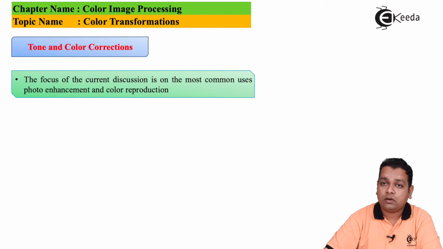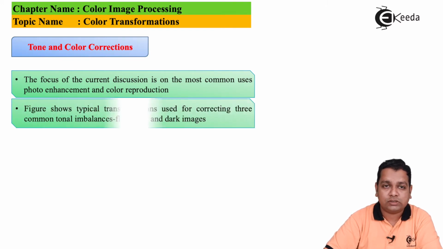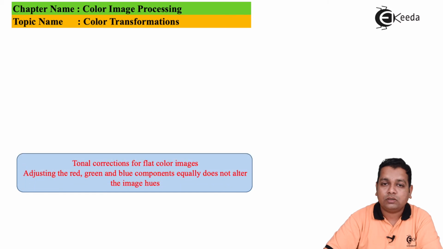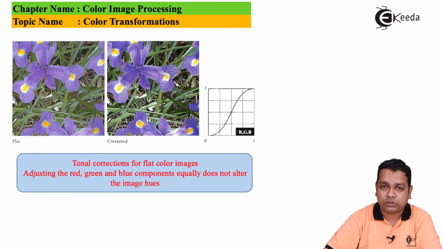Now we have another subtopic, tone and color corrections. The focus of the current discussion is on the most common uses, photo enhancement and color reproduction. The figure shows the typical transformations used for correcting three common tonal imbalances: flat, light and dark images. For the tonal corrections of flat color images, adjusting the red, green and blue components equally does not alter the image hues.